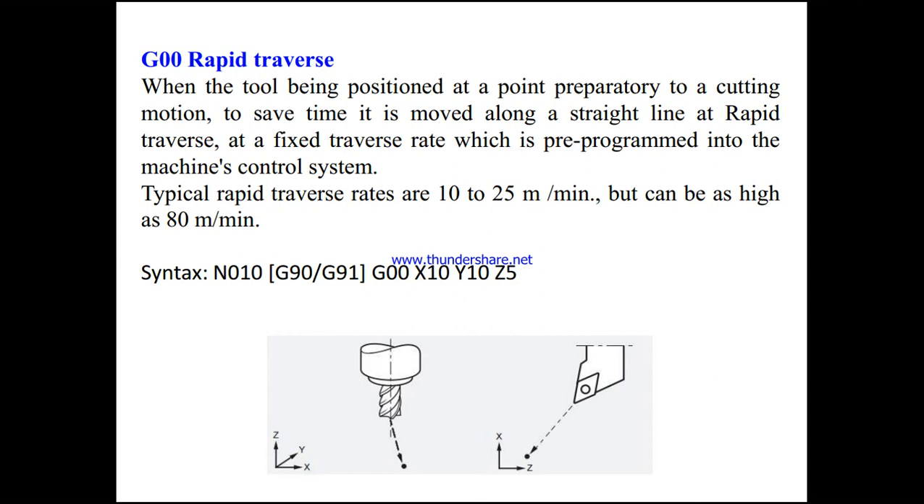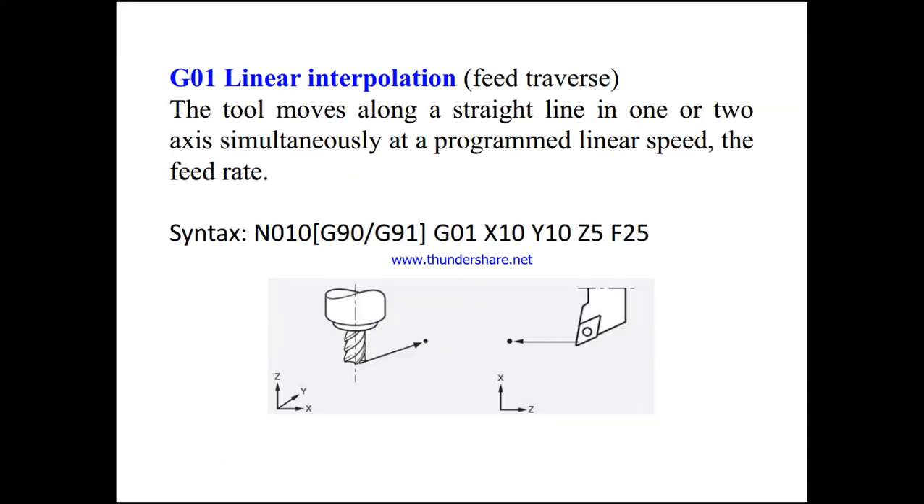So how exactly we are going to have the syntax? N010 G90 or G91. G90 or G91 is nothing but the absolute or incremental type here. G90 is absolute, G91 is incremental. If you want the absolute type, we should give G90. If it is incremental, it is G91. And in the same way, Z00, X10, Y10 and Z5, which are the dimensions with respect to the direction. Like this we have to give the code for the rapid traverse.